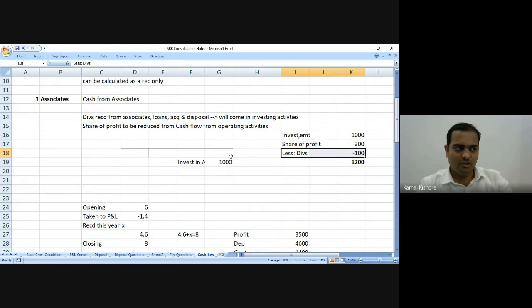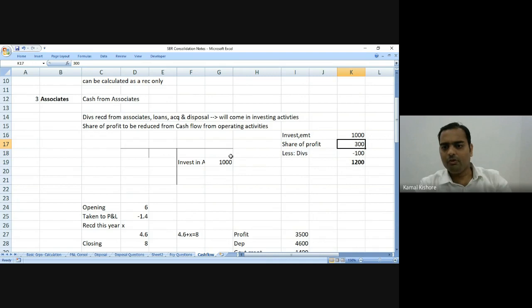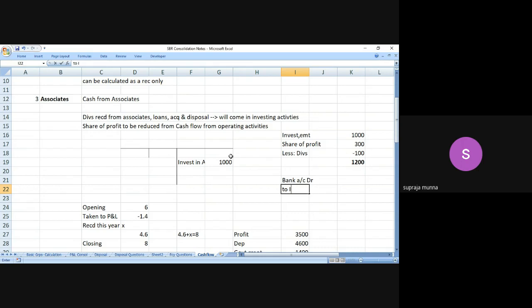But generally we will not show the dividend in P&L. We will show this as a reduction of the investment amount, because the dividend is coming from the profit only, and you are already including the profit. So you will not show this in the P&L. Bank account debit to investment account, as far as dividend is concerned.